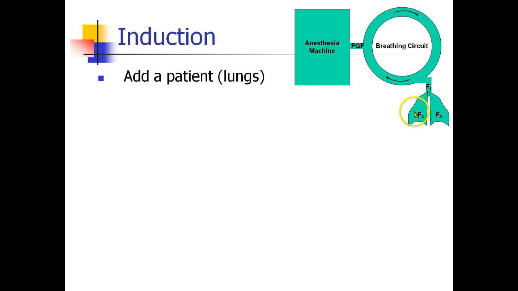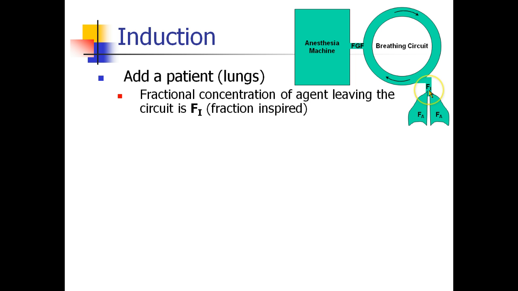So now let's add some lungs, because without lungs this is a pretty boring system. We turn on the sevoflurane and eventually it becomes 1% sevoflurane. Now we add some lungs, and now we're going to discuss some terms here. So we have Fi. Fi is the fractional concentration of agent leaving the circuit. It's the inspired concentration, Fi. And when this system up to this point right here is filled up with sevoflurane, Fi is, let's say, 1% sevoflurane, okay?